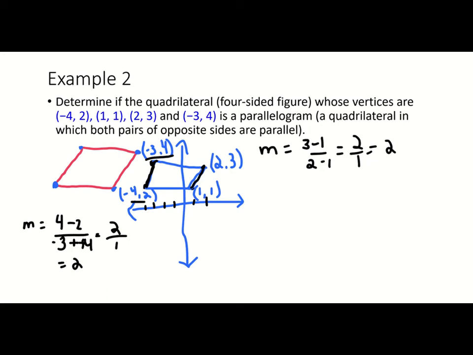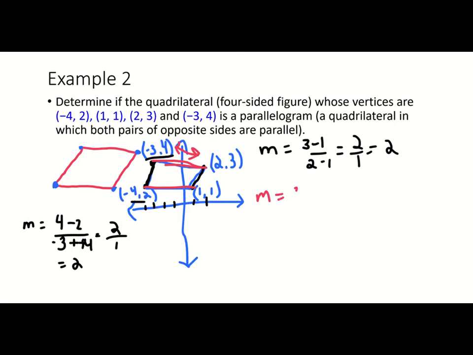So for those 2 lines, the black lines there, they are parallel, the slopes are the same. But in a parallelogram, both pairs of opposite sides have to be parallel. So that means that I also have to find the slope between these 2 lines. So I'm going to start with the -3, 4 and the 2, 3. Let's find the slope between these 2 points right here.